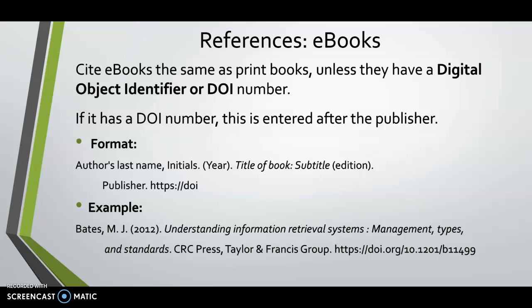If you're doing an ebook, if the book has a digital object identifier or a DOI number, you would put that at the end of your citation. Otherwise, the format is exactly the same as a regular book. And I have given you an example of what an ebook citation with a DOI number looks like.